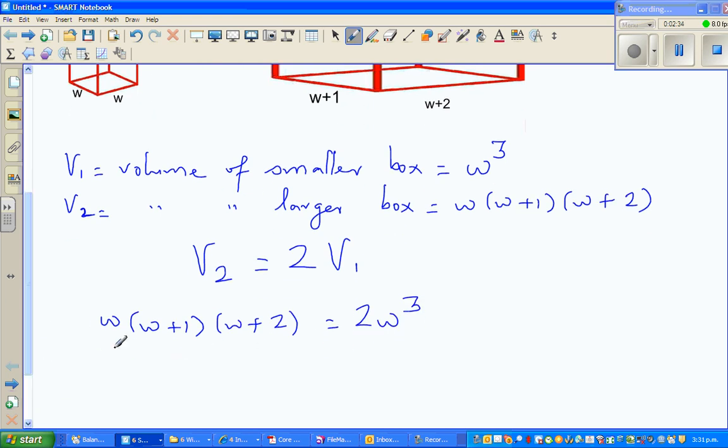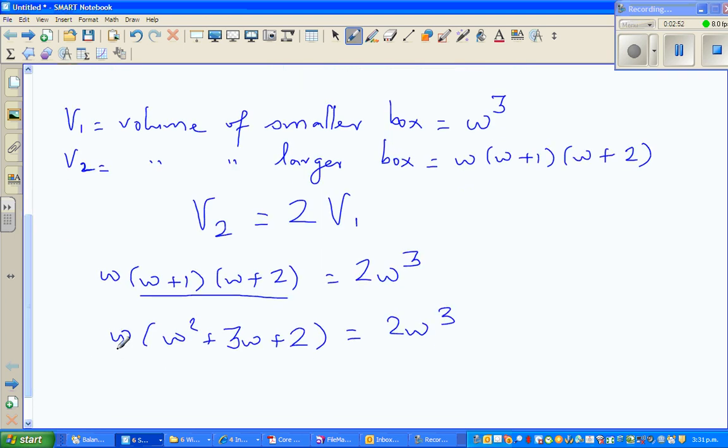Now I have to expand this, so let me expand this first. This is W times W squared plus 1W plus 2W, which is 3W, plus 1 times 2 is 2, equal to 2W cubed. Again, expanding with W, this is W cubed plus 3W squared plus 2W. What I've done is W times W squared is W cubed, W times 3W is 3W squared, and W times 2 is 2W. It's 2W cubed.